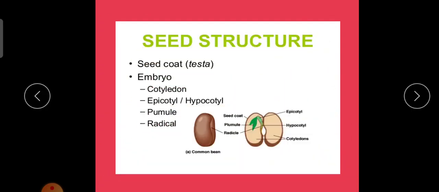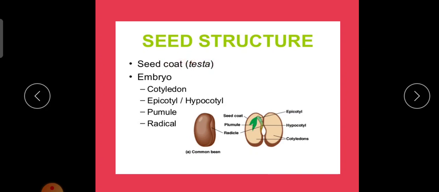Structure of seed. A seed consists of a seed coat. It is an outer covering of a seed. So many seeds have an outer covering. The outer layer of a seed is known as the seed coat or testa.